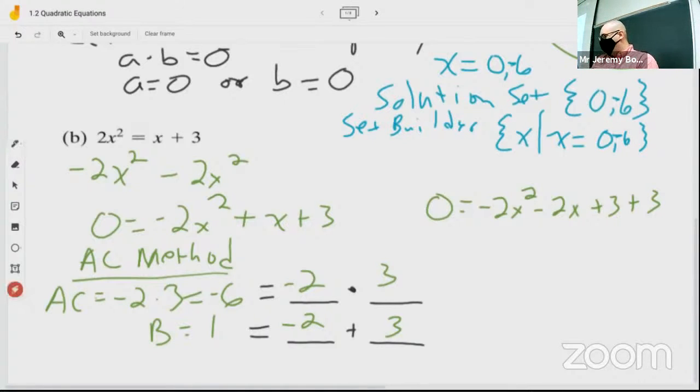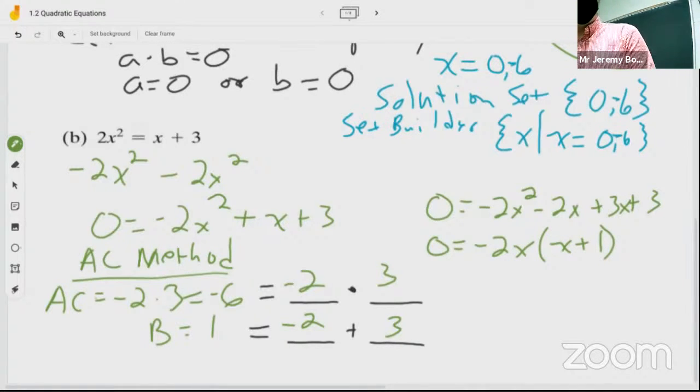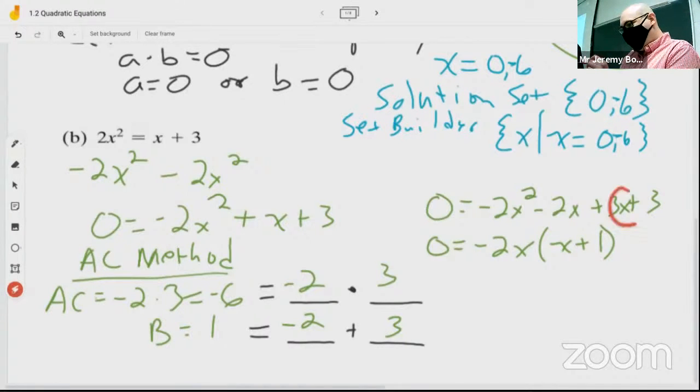So now we're going to do the factor by grouping. Look at this first pair here. What can I factor out of those two? What do they have in common? Let's do negative 2x, right? So we'll pull out our negative 2x. We'll be left with x plus 1. Oh, I left out an x here. Should be 3x. Make sure y'all put that x here.